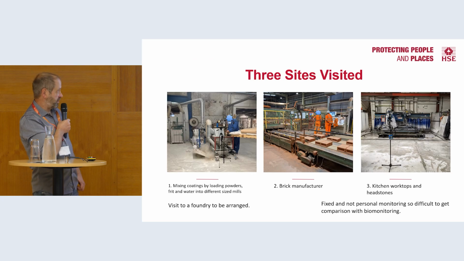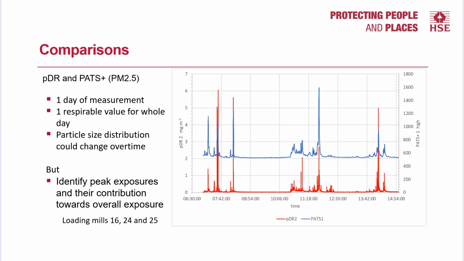The second was the brick manufacturer, and this was a very dusty environment, which could do with a lot of improvement. And the third one was where they manufactured kitchen worktops and grave headstones. It may look dusty there, but that's more to do with condensation of water from the cutting process on the floor. So that would give us an indication of how high humidity may affect the results.